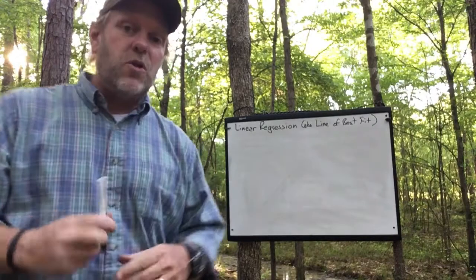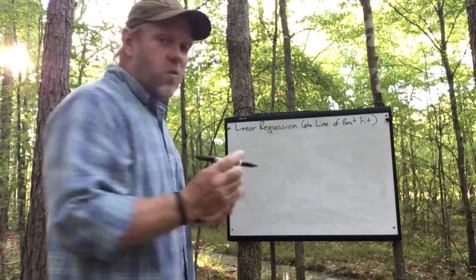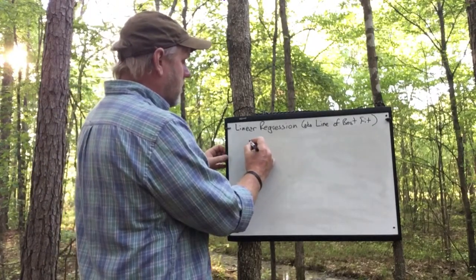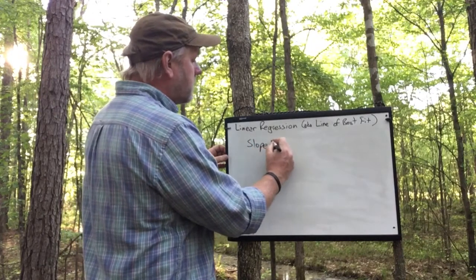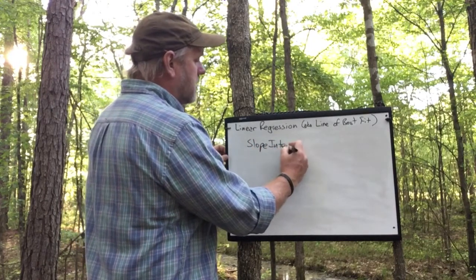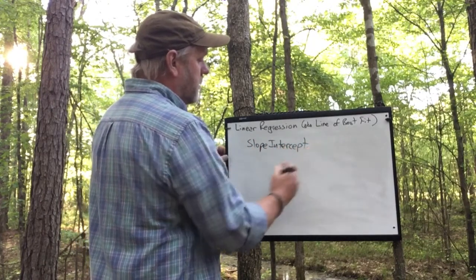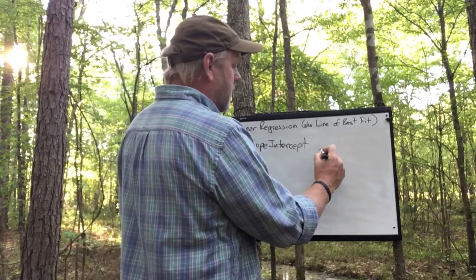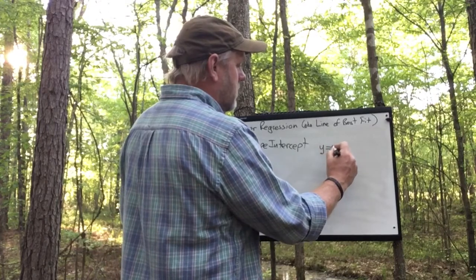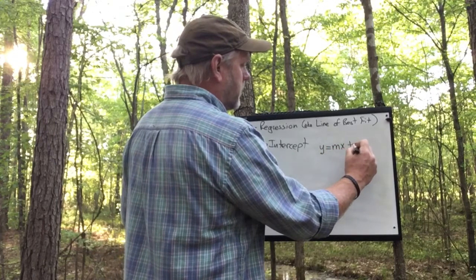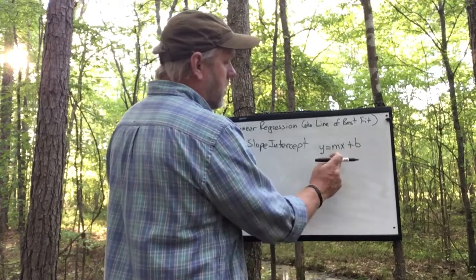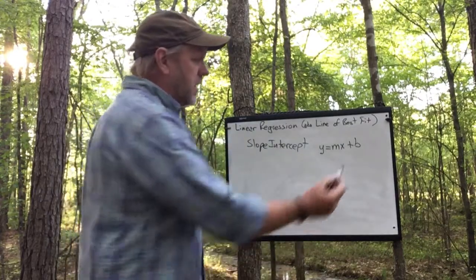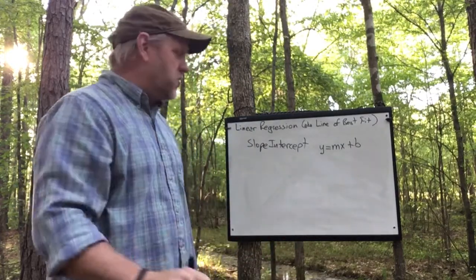So let's go ahead and review a little bit about the equation for a line. The equation we're going to be working with is called the slope-intercept equation for a line. If you remember from algebra, that is y equals mx plus b, where m is the slope of the line and b is the y-intercept.